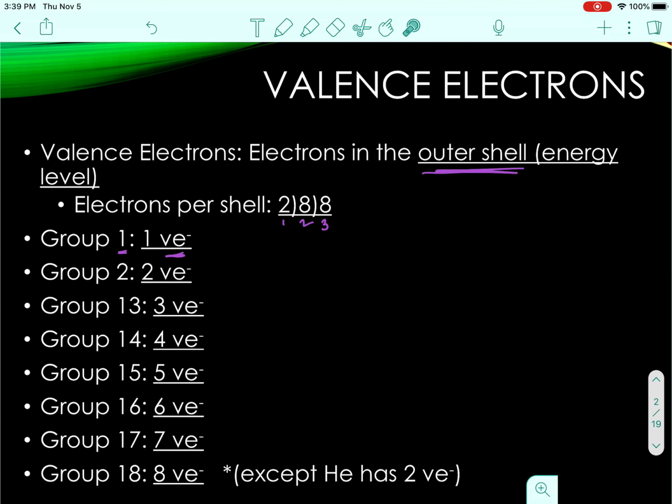Now with group 18, our noble gases, they have 8 valence electrons, except remember that helium only has 2 because it only uses that first energy level, and that first energy level can only hold 2 valence electrons, or 2 electrons.